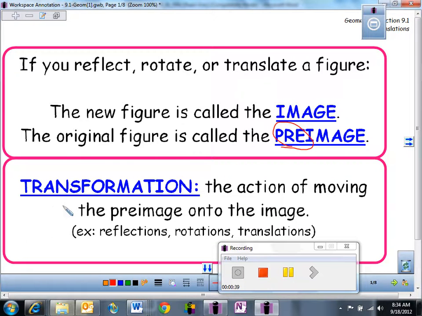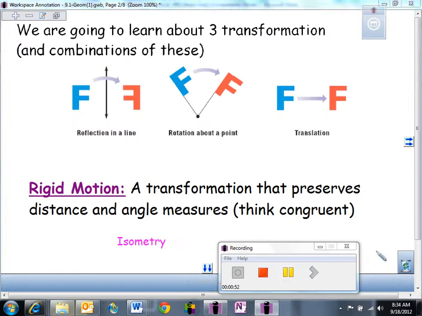A transformation is the action of moving the pre-image onto the image. So there's three types of transformations: a rotation, a reflection, and a translation. So we're going to learn about three different types of transformations, and then later on we're going to talk about combinations of these. So this would be considered a reflection, and it would be considered a reflection over the line X. You'll have to be specific about what you're reflecting over. This would be a rotation of about 30 degrees, so we would measure this angle here. And this would be a translation forward so many units.